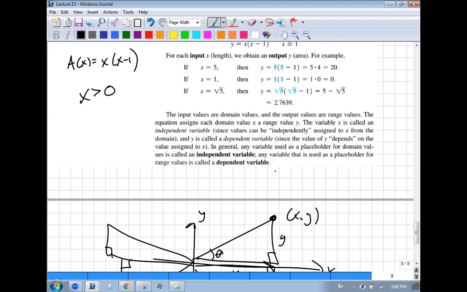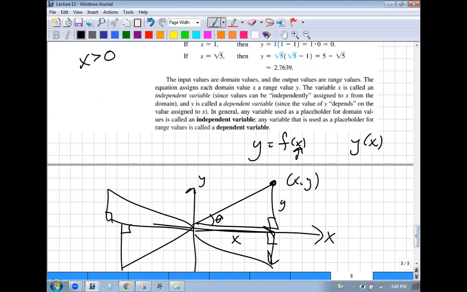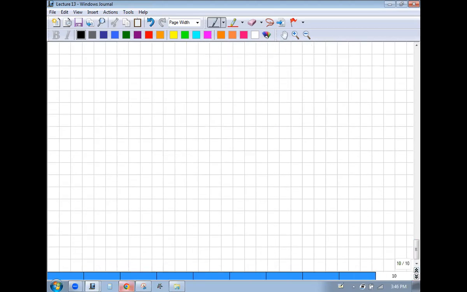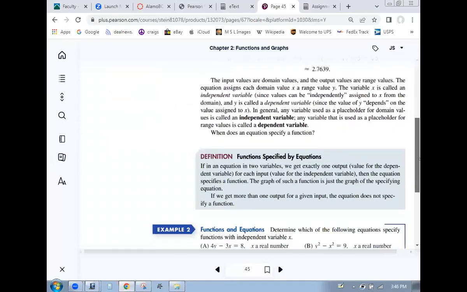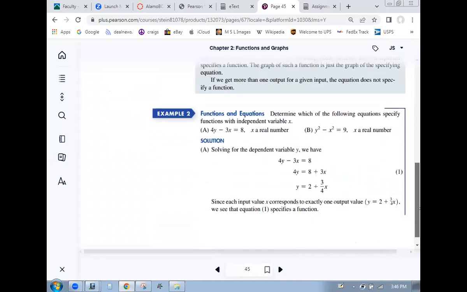Independent and dependent variables. The X is independent. It can be anything at once. The Y depends on X. That's why I write it Y of X. Y depends on what X is. Of course, you can invert some of them. Some functions are invertible. Some functions aren't. We'll get to that here shortly.